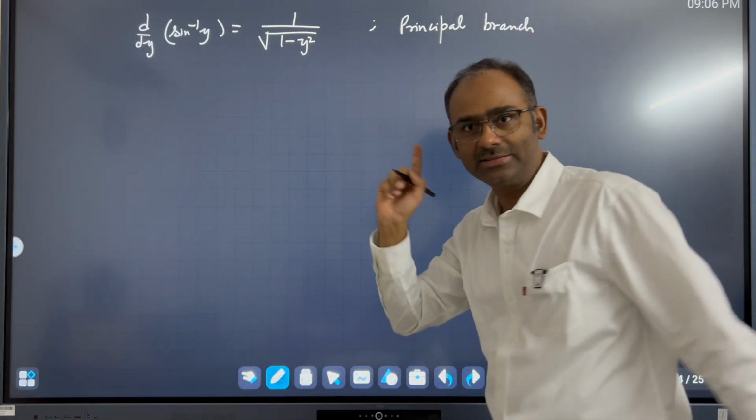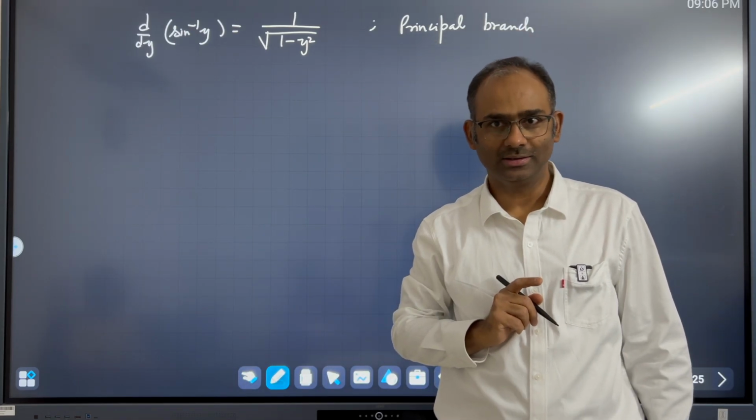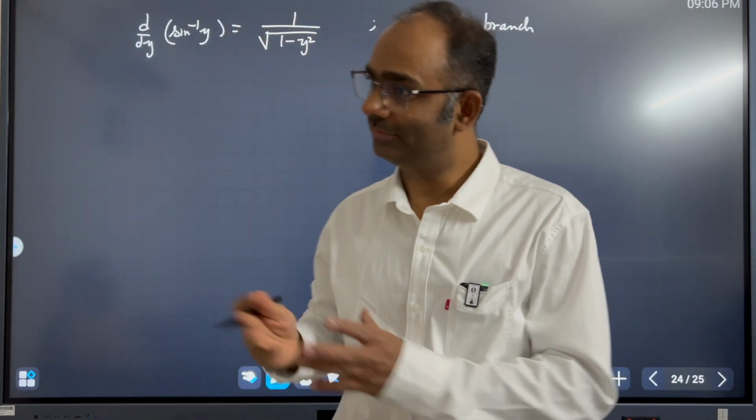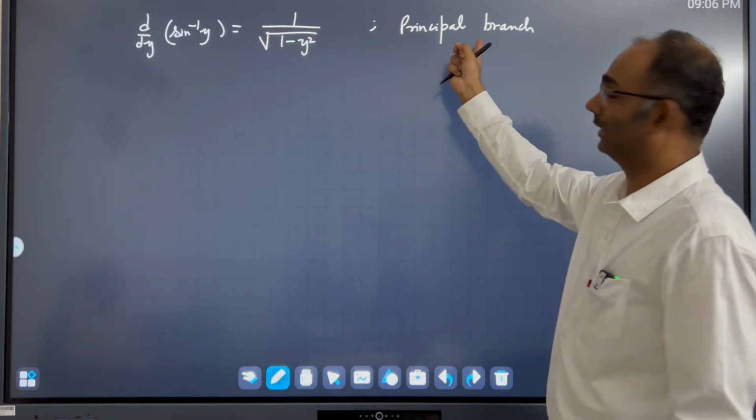If you don't say this, then your answer is not correct. Okay? I will show you what's the derivative of sine inverse of x for a different branch, and we will see that you will get a different answer. So it's very important to specify the branch.